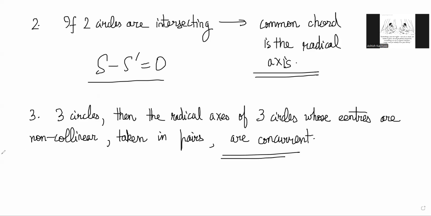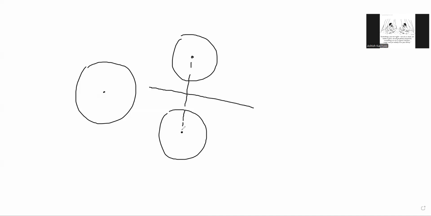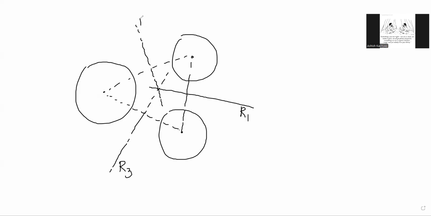What does this mean? So let's say you have three circles. Let's say the centers of the circles are not on the same line, right? So the radical axis of these two circles would be something like this, perpendicular to the line joining here. The radical axis of these two circles will be something like this, perpendicular to the line joining this. And the radical axis of these two circles will be something like this, perpendicular to the line joining this. So this is R3, this is R1, and this is R2. And you can see that the three radical axes will always be concurrent.